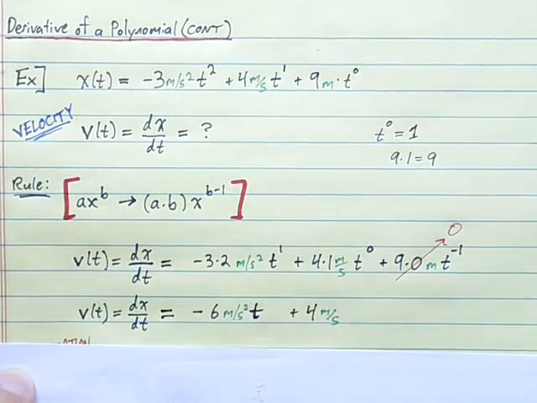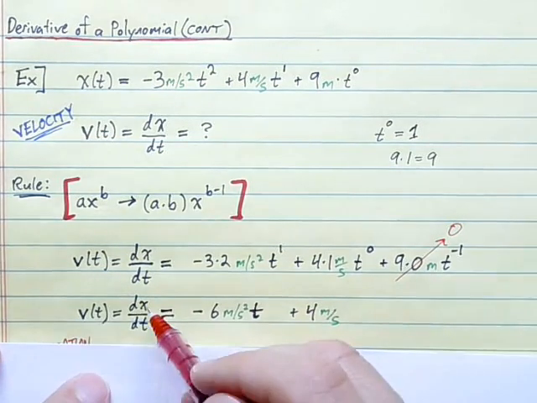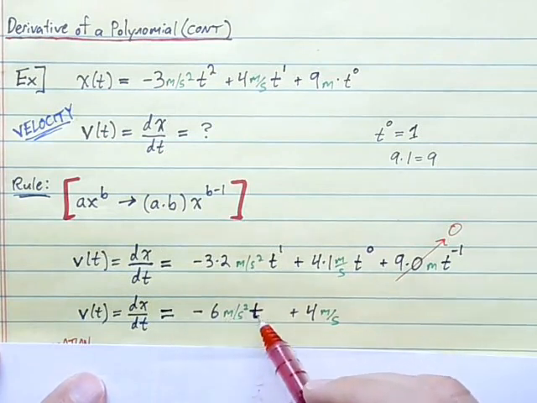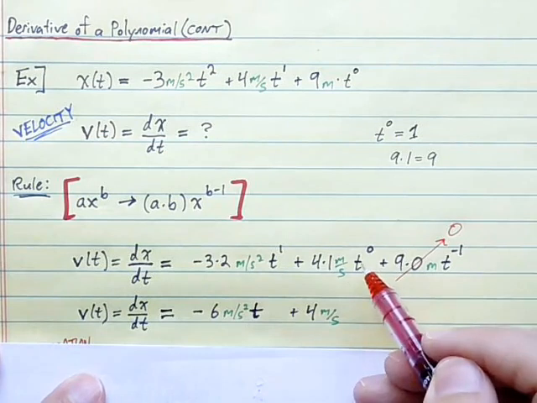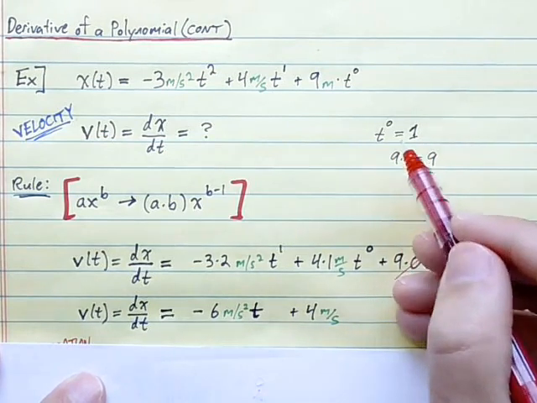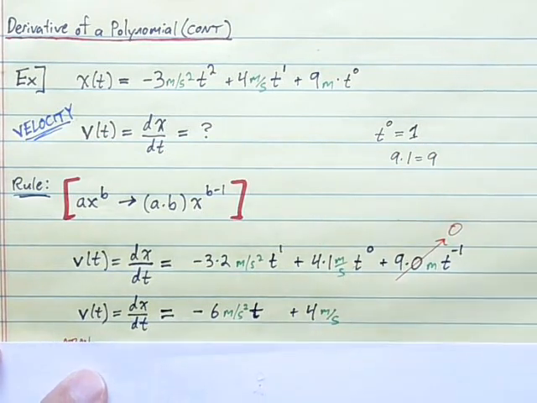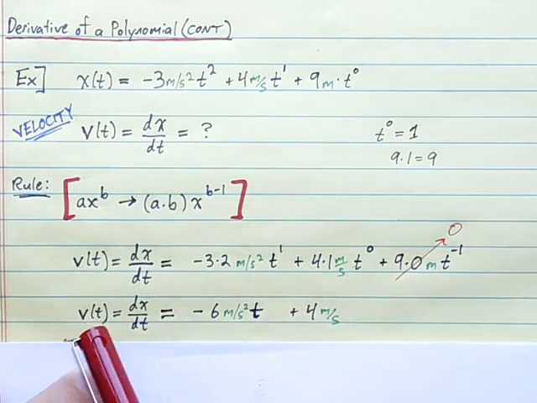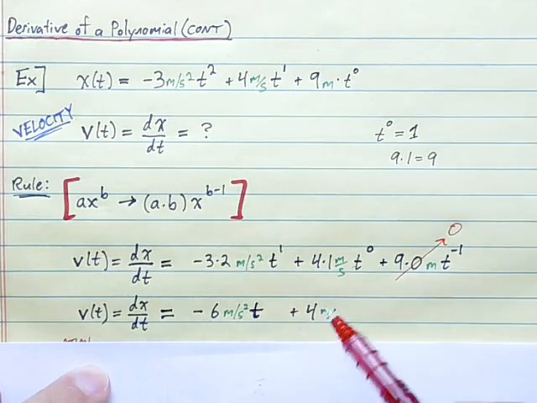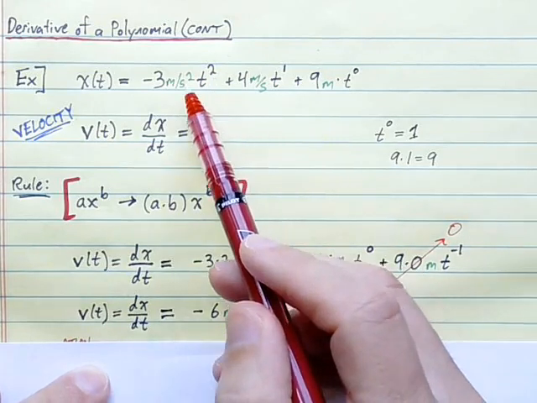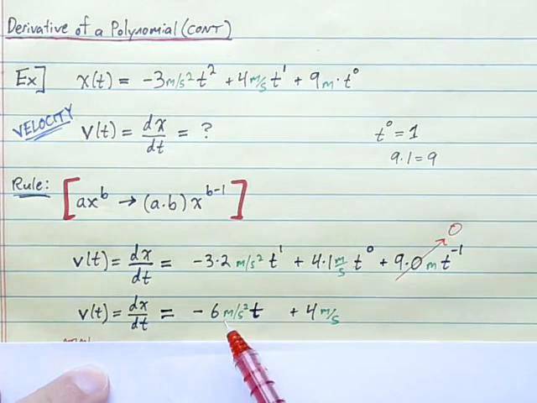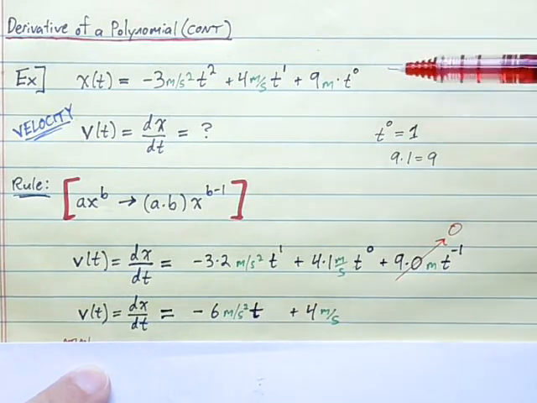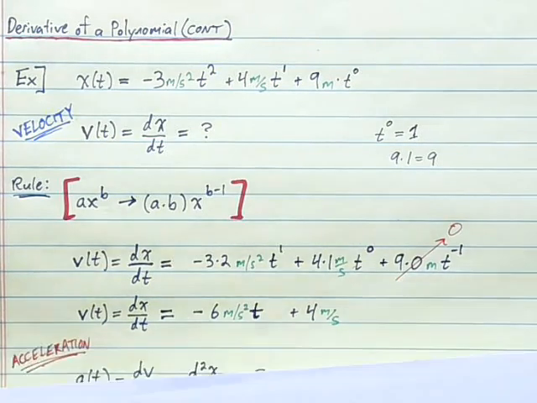So we can rewrite it as velocity as a function of time is dx/dt equals -6 meters per second squared t plus 4 meters per second. Because that t to the 0, that's just 1. So 4 times 1 is 4. And here we have our polynomial function of time for the velocity. Note that we originally had a quadratic function, then we took its derivative and got a linear function, t to the first power here. So taking the derivative of the quadratic got us this linear function.